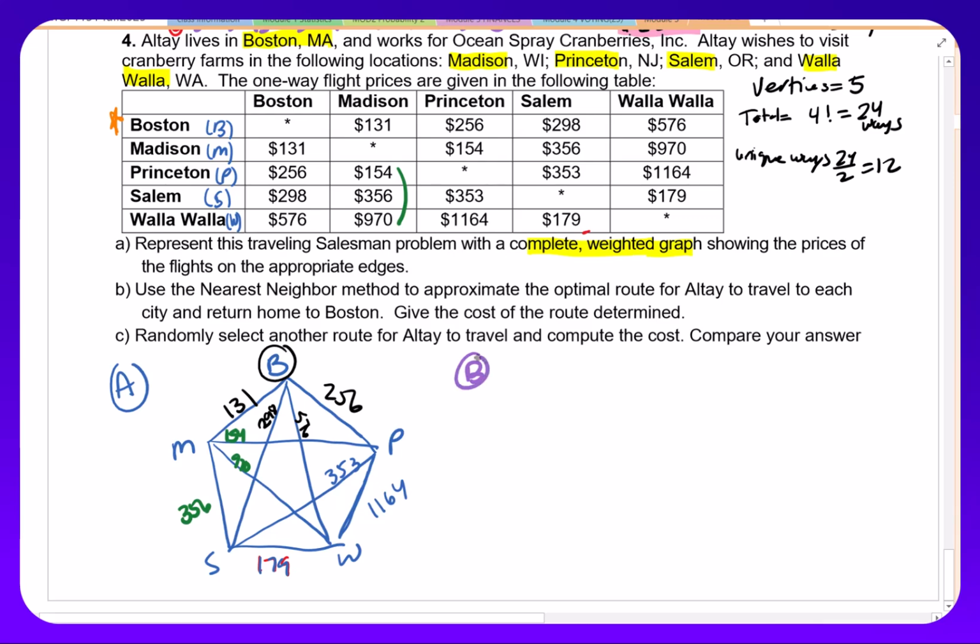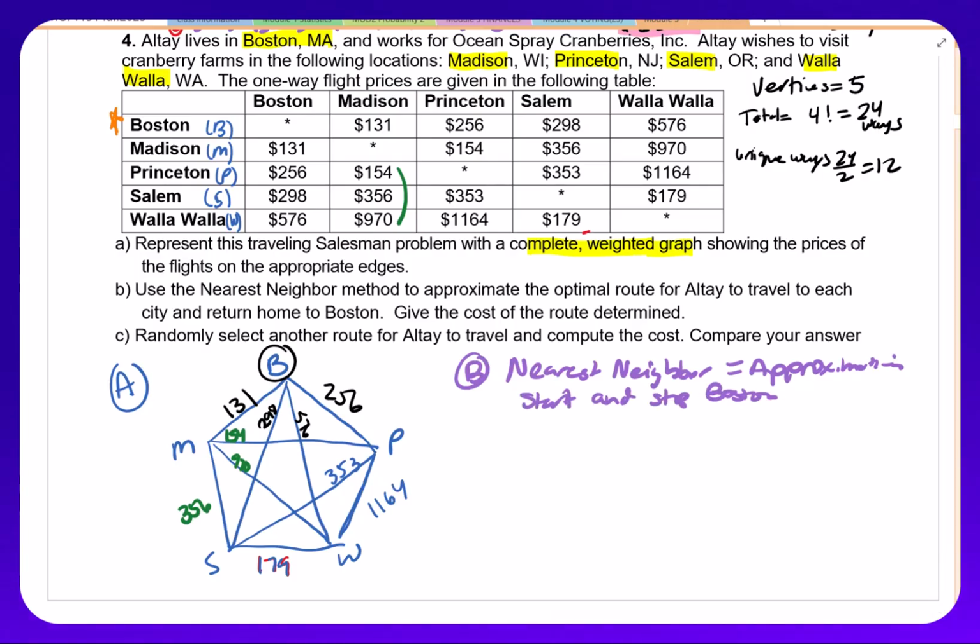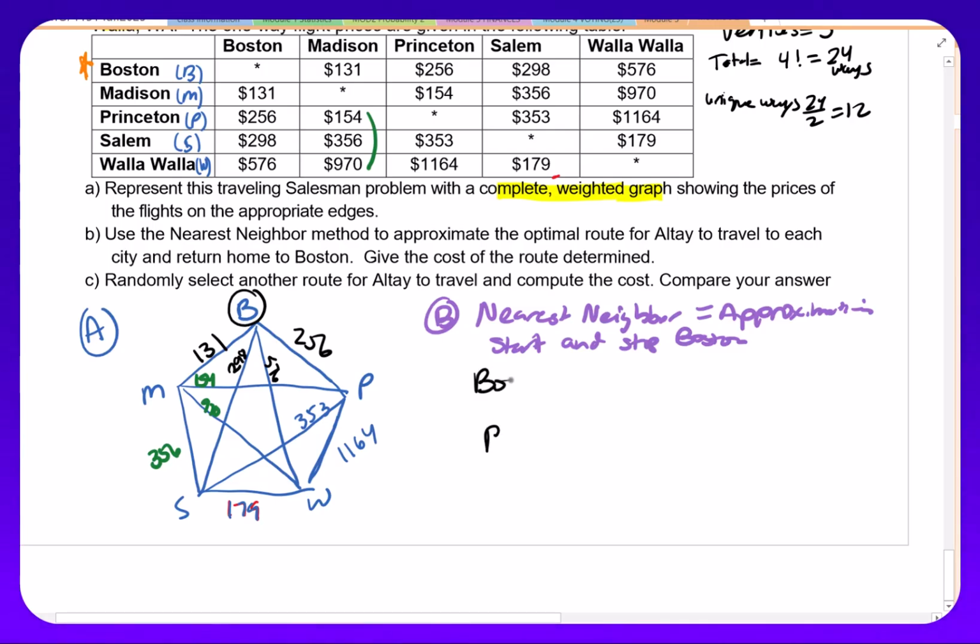So B says nearest neighbor, which is similar to what you're going to do in your lab. This is an approximation, so whenever you're writing it out, that word should be in there. We start and stop at Boston, and so we're going to start at Boston, and we're going to look at, again, those pathways that go from Boston to all the other vertices, and we're looking for the least cost.